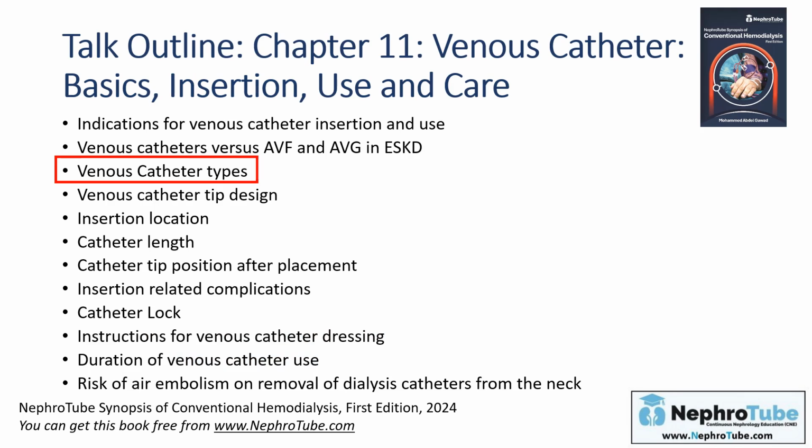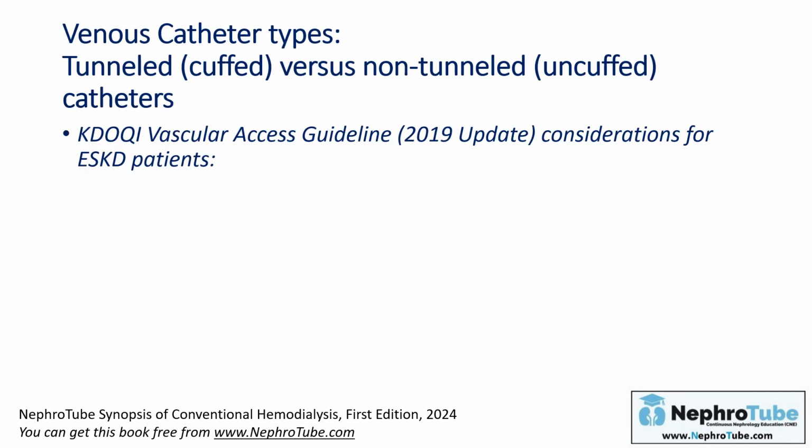Now we will go through venous catheter types. What are the different types of venous catheters? We have two types. The first one is the tunneled cuffed catheter, which we call permacath, and the other one is the non-tunneled uncuffed catheter. Which one to be used?